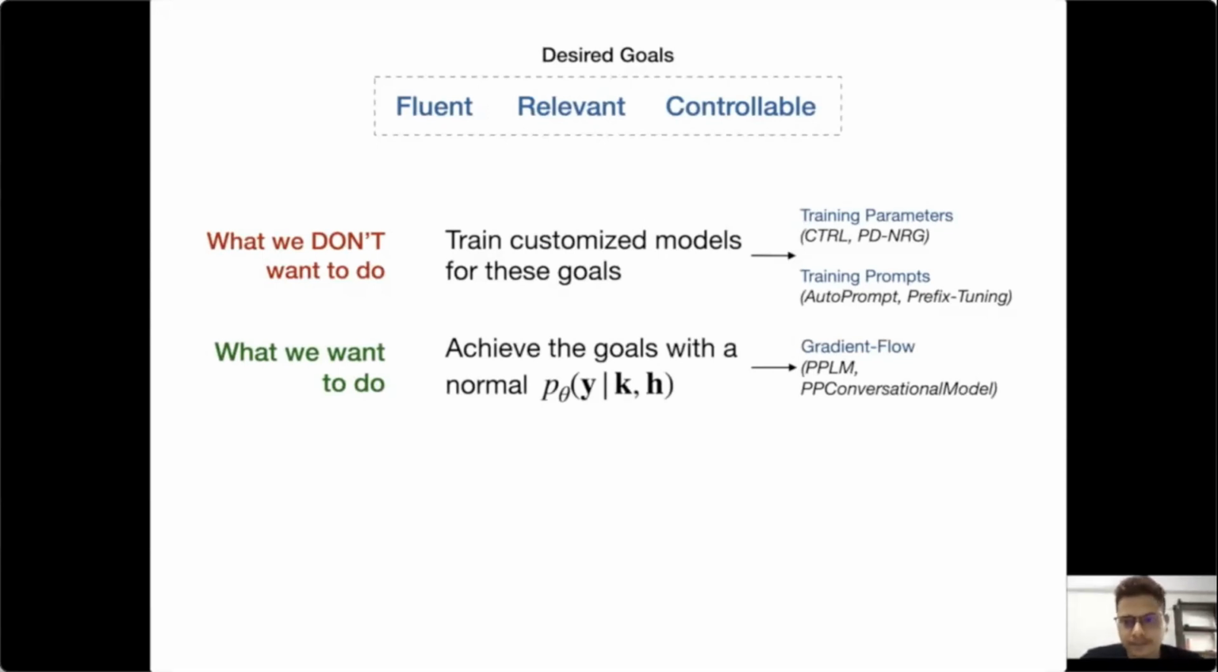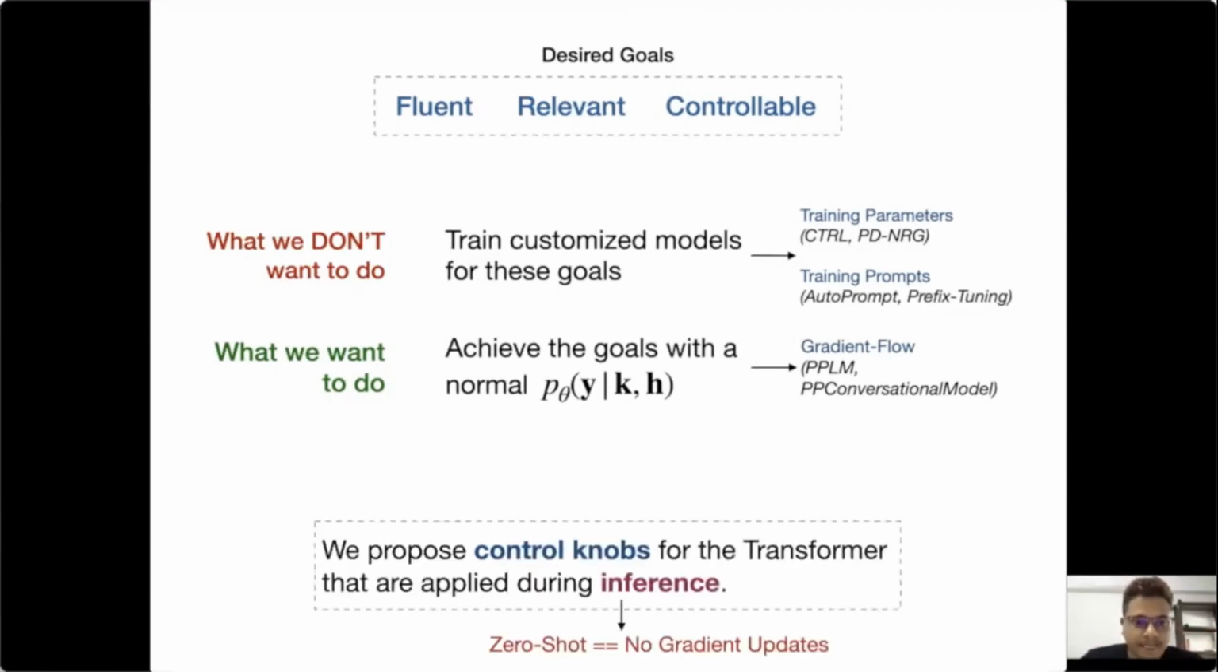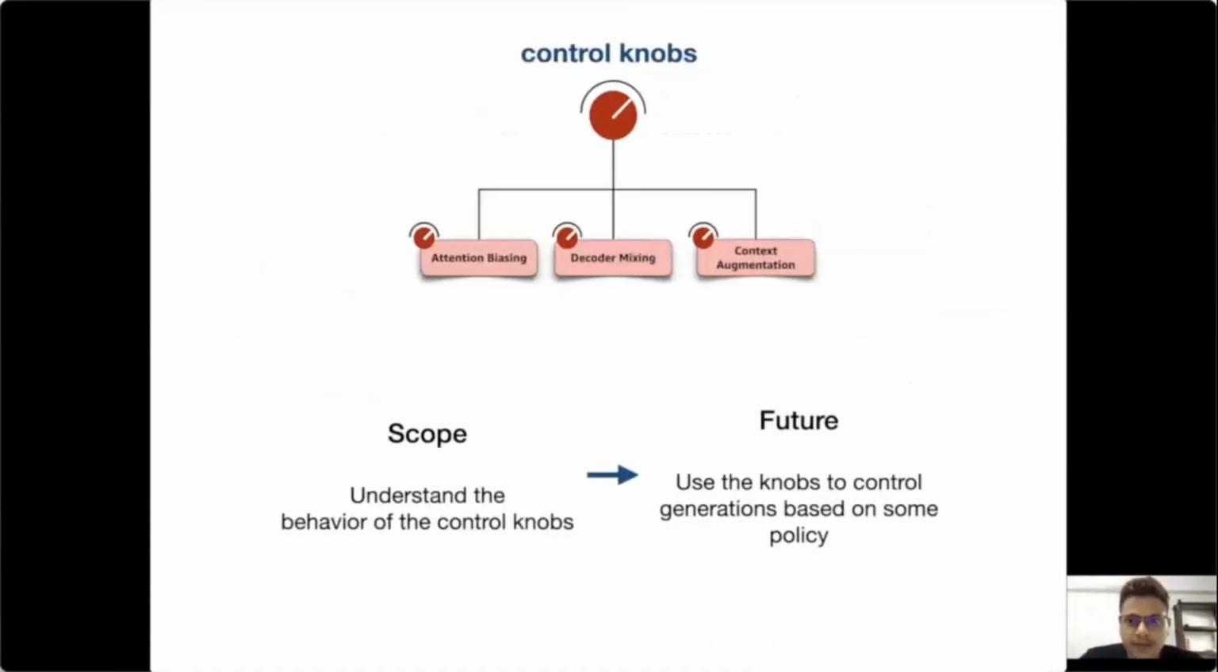Existing works in the literature do this kind of controlling using some kind of attribute discriminators. But we want to not use any gradient updates and rather solely rely on the model's robustness to try to extract the controllable patterns. So we propose three broad types of controls: attention biasing, decoder mixing, and context augmentation knobs. And we'll explain each of these knobs one by one.